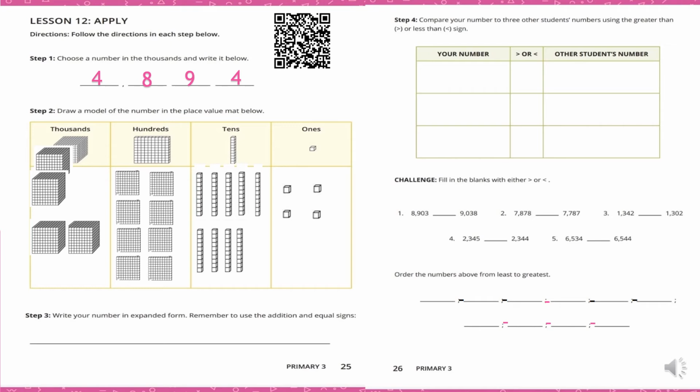In step 3, write your number in expanded form. We said before, expanded form, it means we add the values. We add the values for the digits. Our number is 4,894. Okay, how many thousands do we have? 4 thousands. So in thousands we have 4,000. We will put 4 and 3 zeros. Then hundreds. How many hundreds do we have? 8 hundreds. So we will write 800, 2 zeros, okay? How many tens do we have? 9 tens. So the value of 9 in tens, 90, and then 4 in ones as it is.